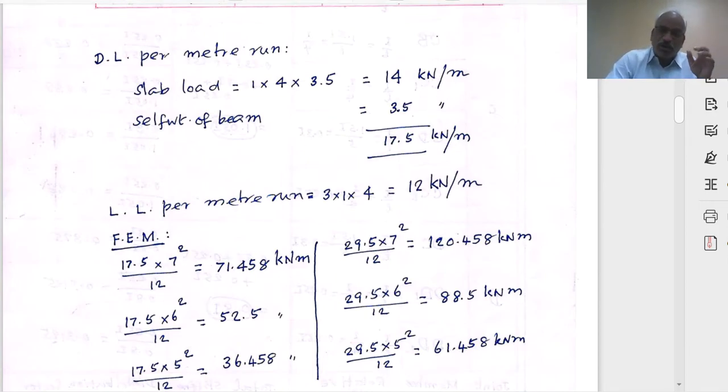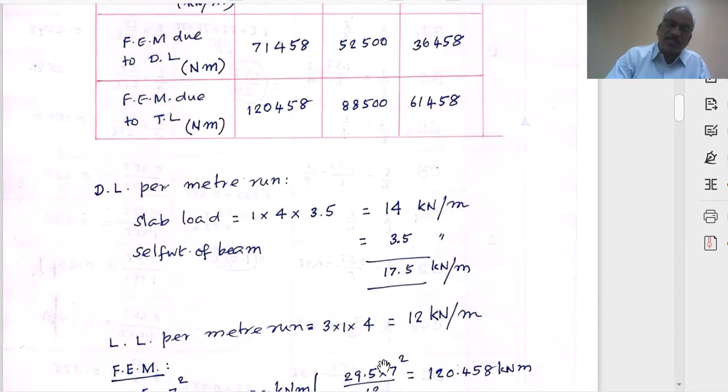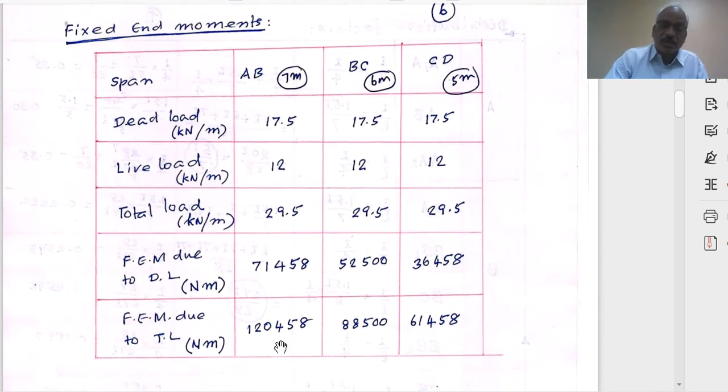Either it will be with the dead load only or dead load plus live load. Dead load plus live load means 17.5 plus 12, that is 29.5. So again, if it is a 7 meter span, 29.5 into 7 square by 12. So this is the value. Similarly for 6 meters and 5 meters, because different values will be required for different cases. So that is why we just tabulate these values and later we will directly use it.